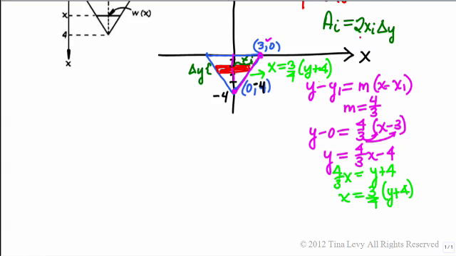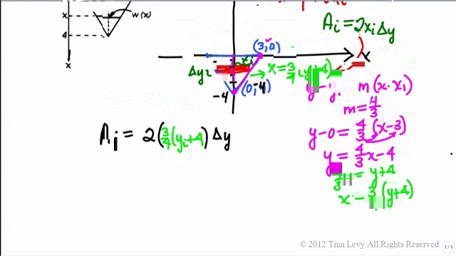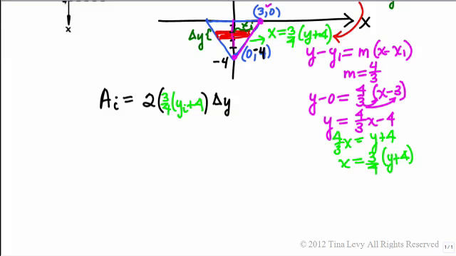So now I'm going to replace x sub I with the expression for x. So now we can say A sub I is 2 times the x sub I, which will be what we have in here, 3/4 y sub I plus 4, times delta y. And now we're ready to use the formula to give us d sub I, and then we'll get F sub I.